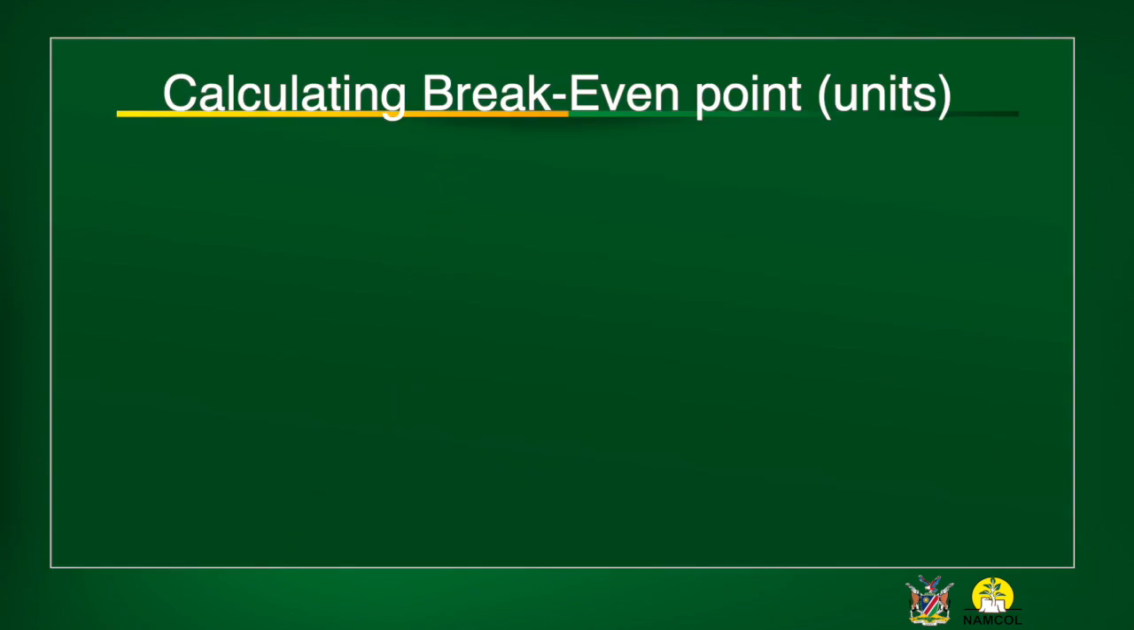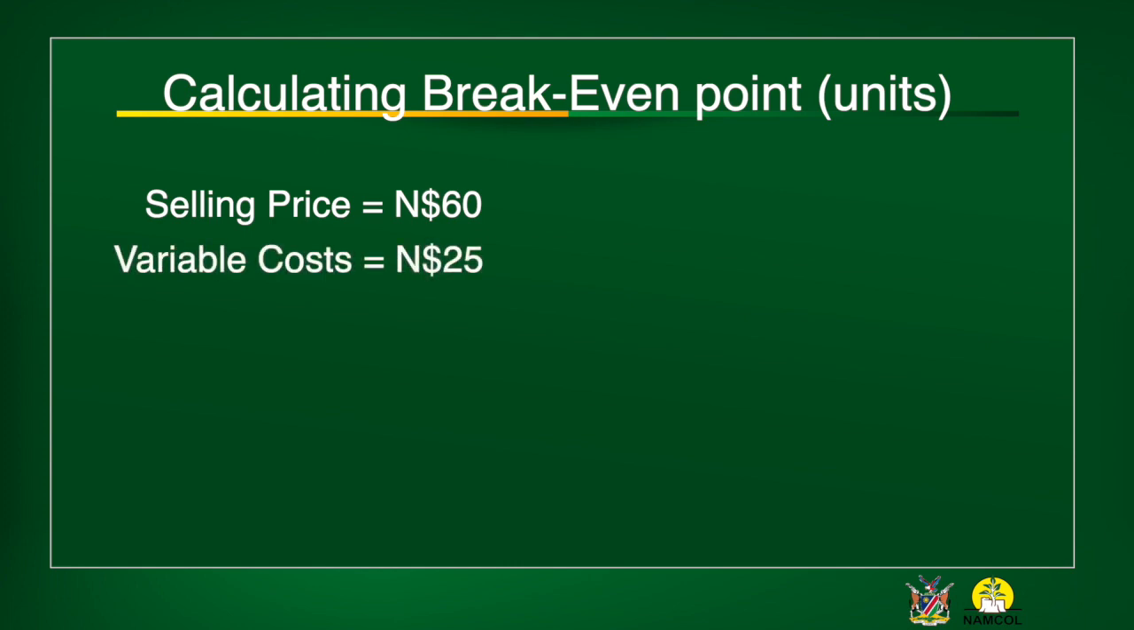Let's say we are helping a shoe shop find out their break-even point if the selling price per pair of shoes was $60. The variable costs were $25 and the fixed cost was $1,575. Do I hear you ask, what was that formula again?